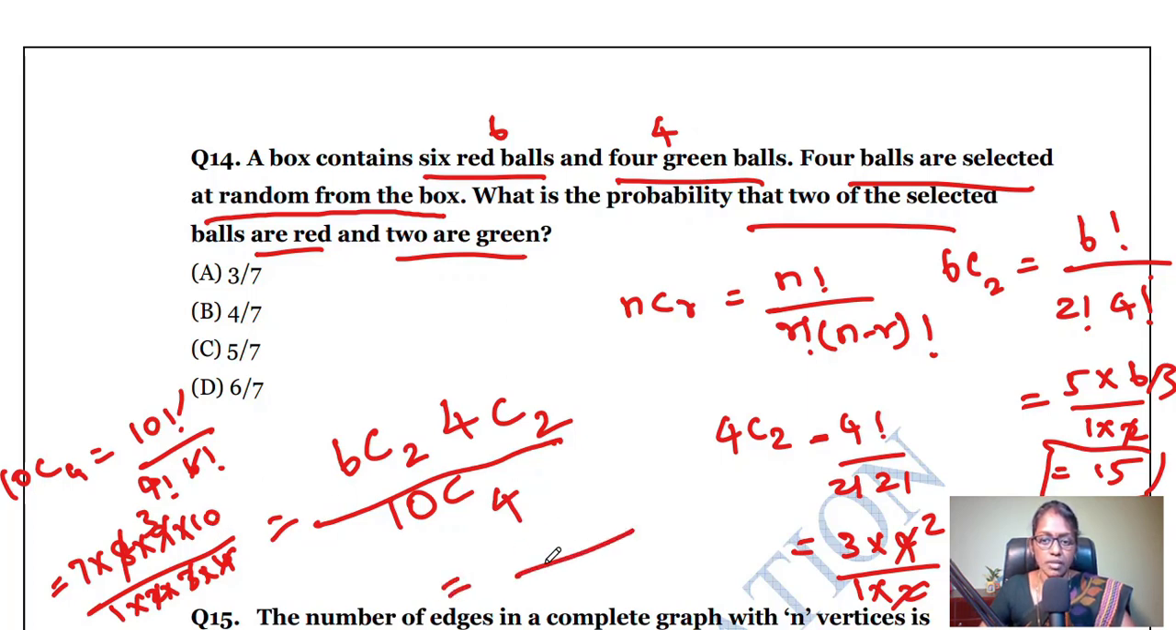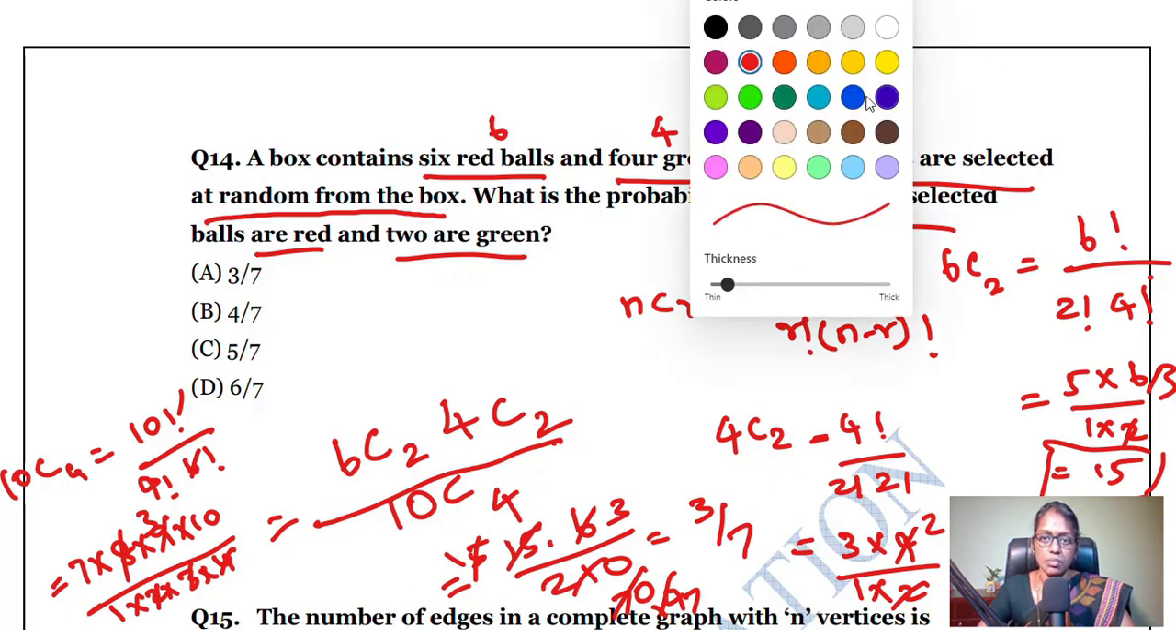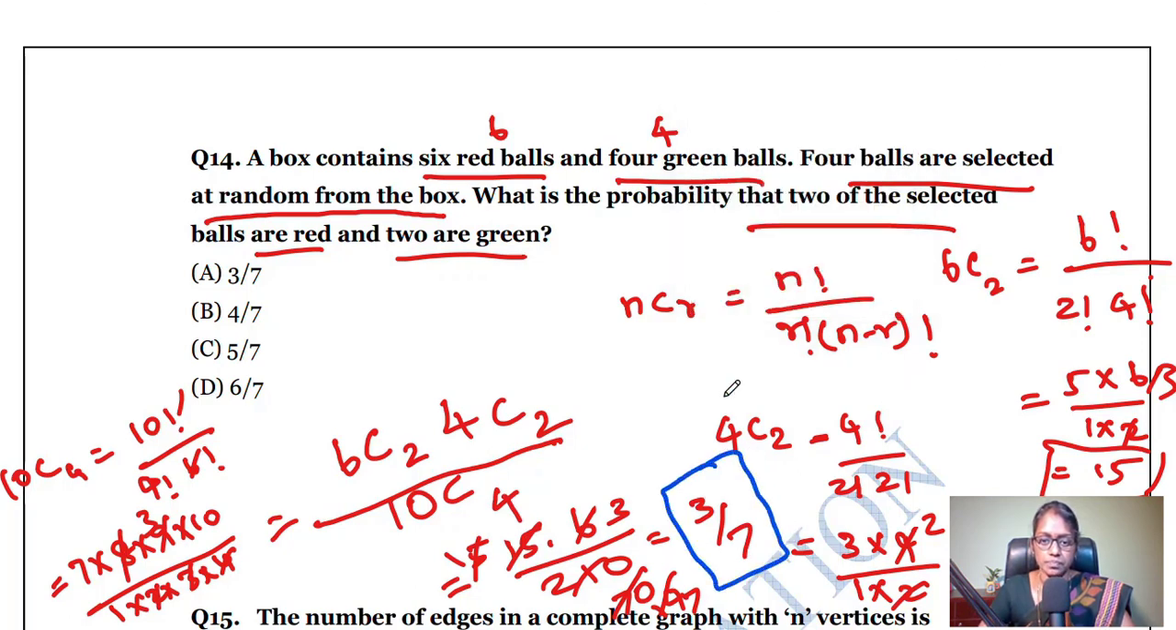Now if you apply the values, 6C2 is 15, 4C2 is 6, and 10C4 is 210. If you cancel, 5 threes are 15 and 7 threes are 21. Cancel again, 1 five is 5 and 4 fives are 20. Cancel again, 3 twos are 6 and 7 twos are 14. So 3 by 7 is the answer, the probability, which is available in option A.